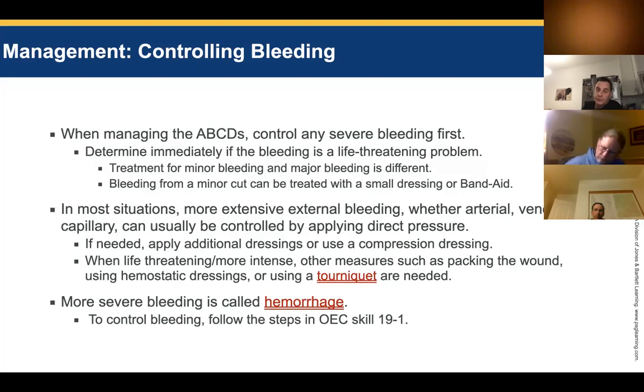And then circle back. So you're constantly using the ABCs, and when you take care of one, you're controlling the bleeding. Now you've got the bleeding controlled, get back to the airway, mechanism of injury, and treating their airway, their breathing, because you've taken care of the circulation by stopping that bleeding. Okay.